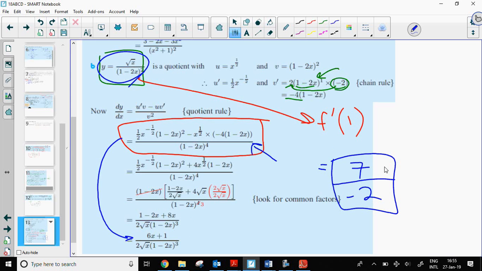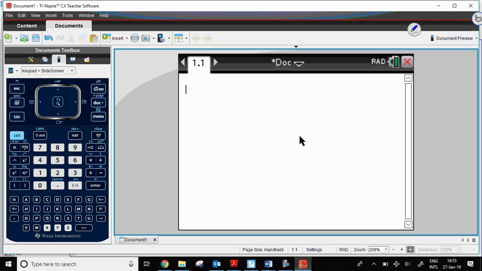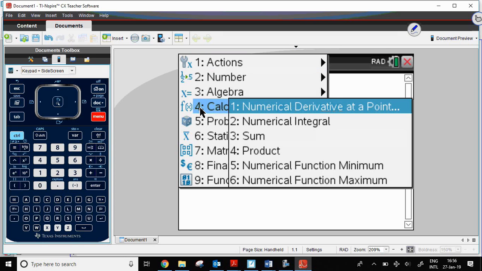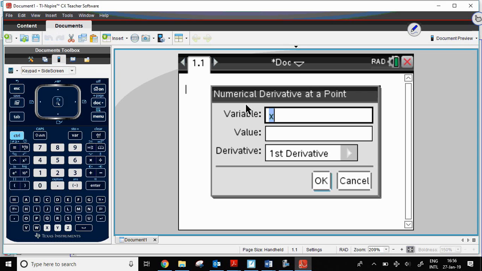Great. Now let me show you how we can use technology to work this out even faster. Because if it's paper 2, you are expected to know how to do this. On your calculator, press Menu. We're going to go to Calculus. And the very first option says numerical derivative at a point. That means it's going to tell you the slope of the tangent line to a function at a particular x value. It's really easy. Let's do it.